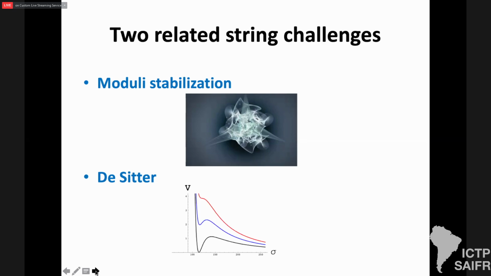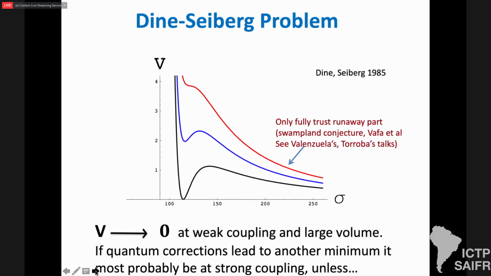We have to start with the Dine-Seiberg problem, which is already from the 80s. Dine and Seiberg realized that there is an issue, and it is a very simple observation. The paper is beautiful: a few pages with only a couple of diagrams, but a very nice, clear idea. In compactifications you have the volume and the string coupling, given by the dilaton. For infinite dilaton the coupling is zero, and for infinite volume it is decompactification.